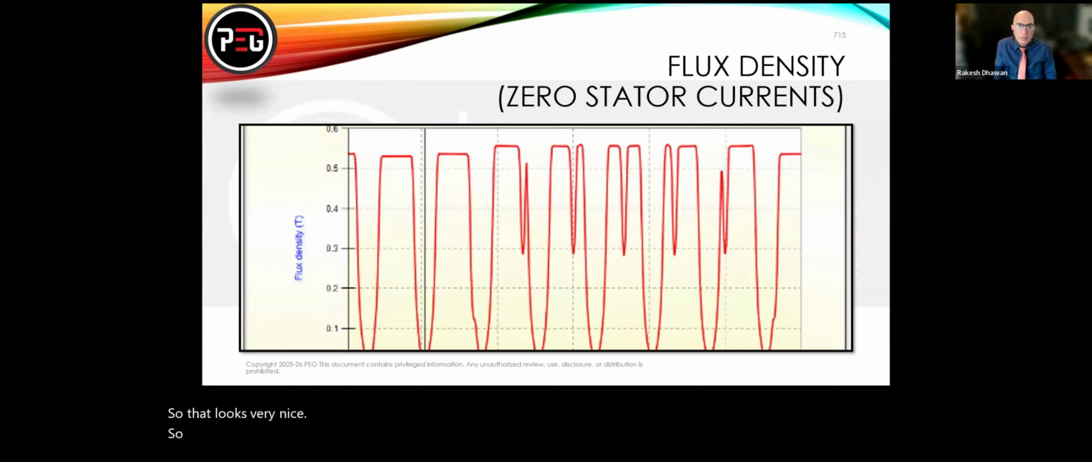So let's look at the flux density. I don't know whether this is it. Where this flux density is. This is. Let me see if I can.